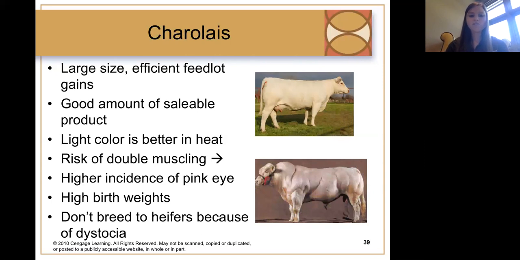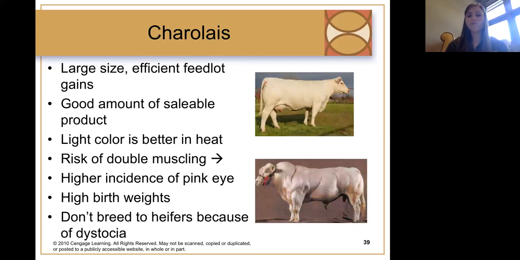So Charolais also have a higher incidence of pink eye because of their light color. More rays could get into their eyes and cause pink eye. They do have high birth weights because they are a larger breed. And so it's really important that you don't breed these larger breeds like Charolais to heifers like an Angus heifer or something like that because of dystocia, which is that calving difficulty term.